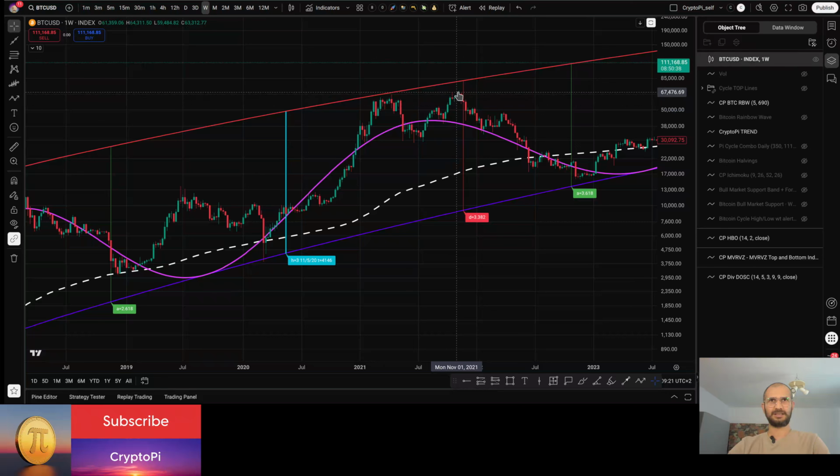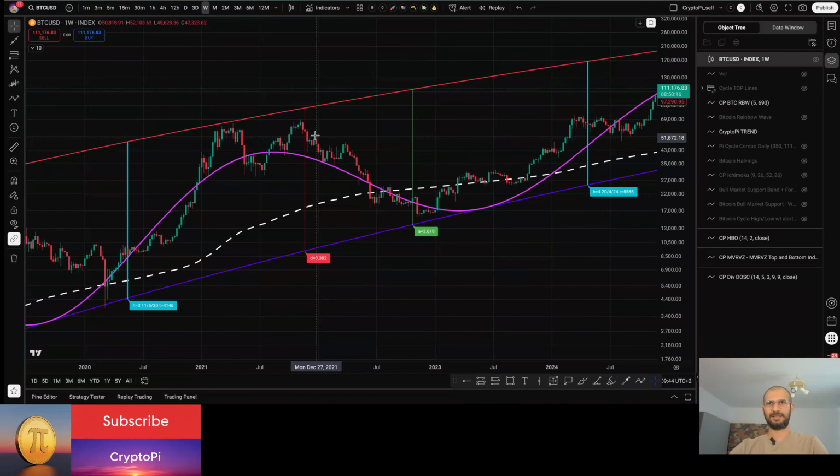wave, it hit an all-time high of 68,997, and that happened very close to the distribution line. Once the price has crossed the distribution line, we see that price started going downwards, and it was basically the start of the bear market.